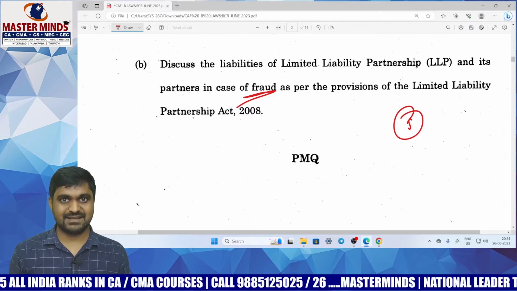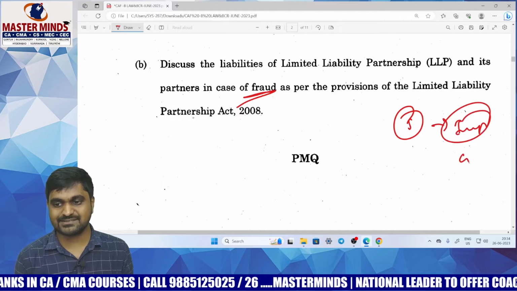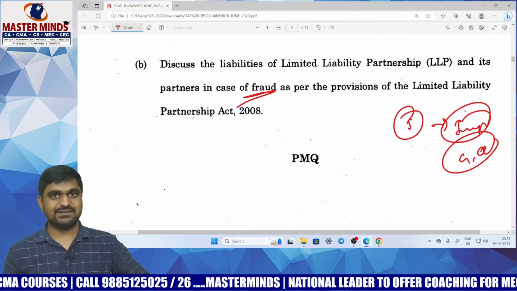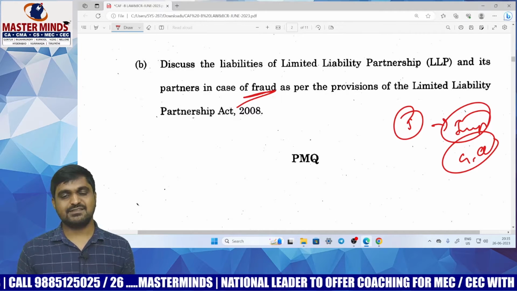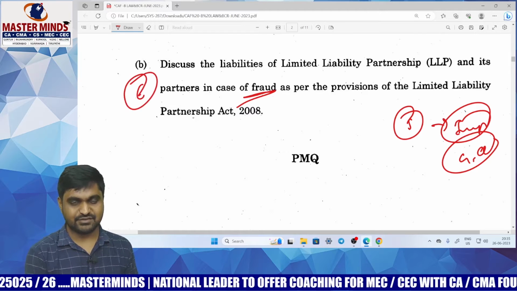But luckily, we got this question from our important questions document, nothing but the guess questions document only. If a student just reads the guess questions which are there for the LLP Act, then the student can easily answer this question. That's why I'm giving the easy tag. So this question is easy.